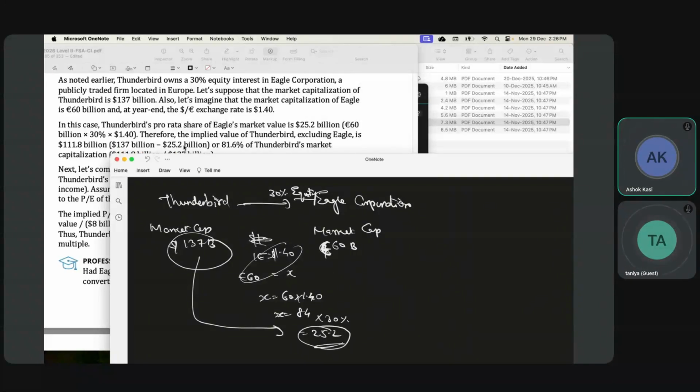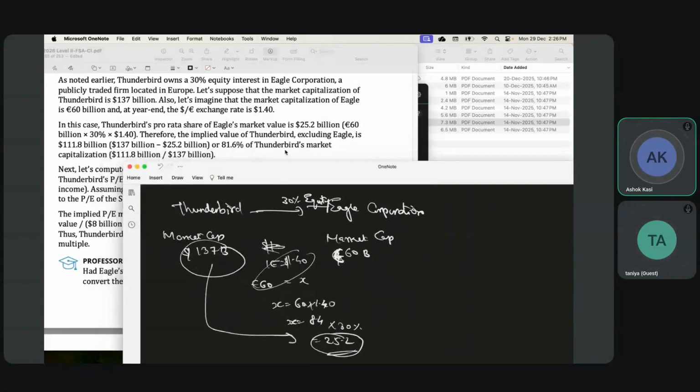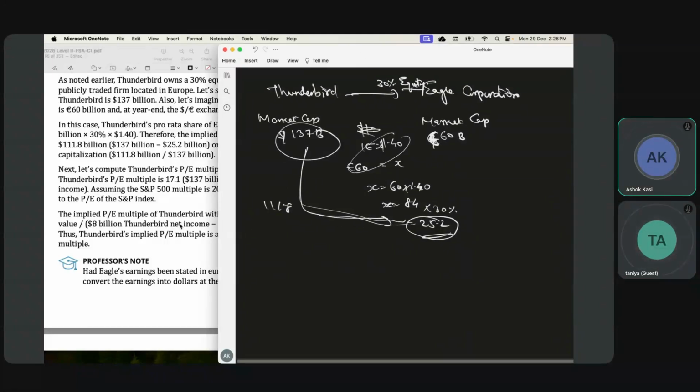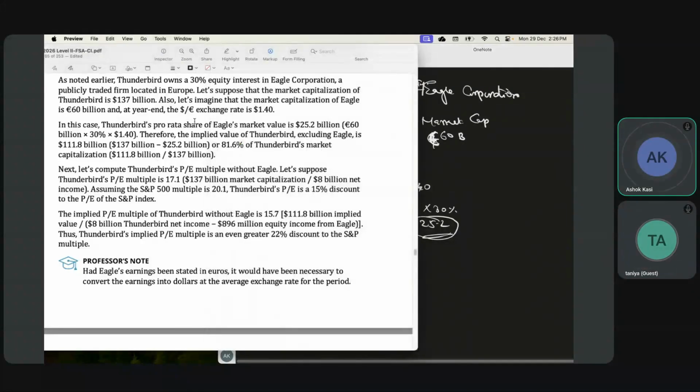So 137 minus 25.2, that is 81% of Thunderbird's market capitalization. Because if you subtract this, you will get 111.8. Just check. So that means out of its total capitalization, 81.6 belongs to Thunderbird and almost 20 is because of Eagle Corporation.